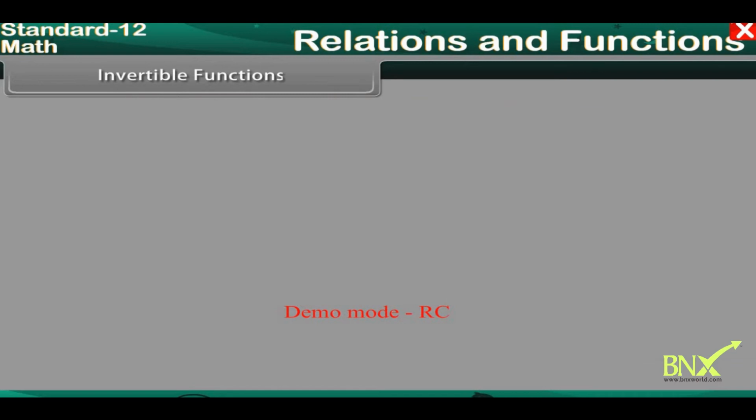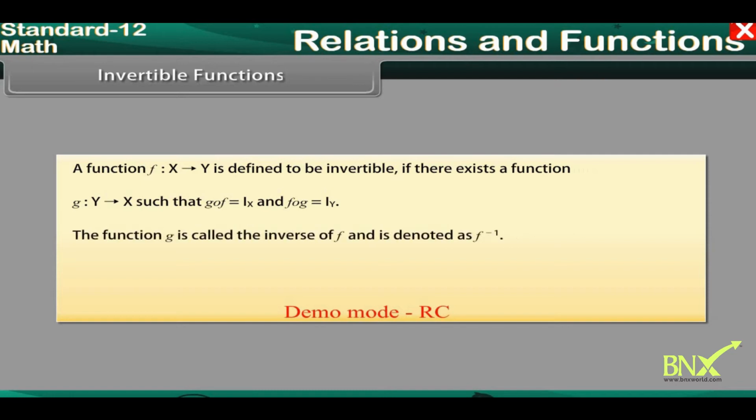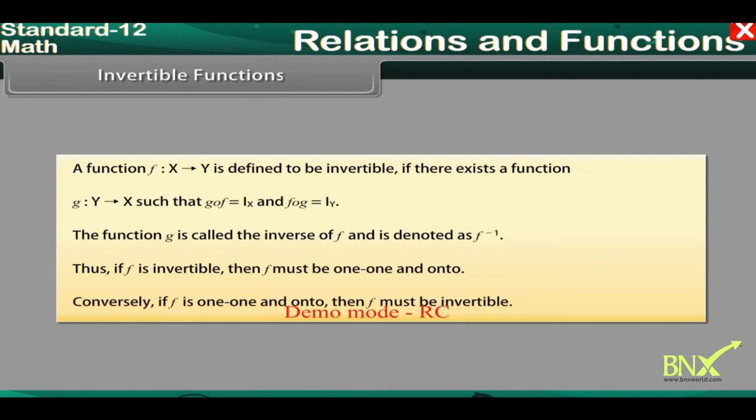Invertible functions. A function f from X to Y is defined to be invertible if there exists a function g from Y to X such that g∘f = I_X and f∘g = I_Y. The function g is called the inverse of f and is denoted as f inverse. Thus, if f is invertible, then f must be one-one and onto. Conversely, if f is one-one and onto, then f must be invertible.